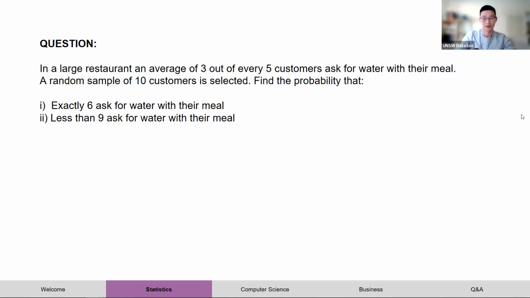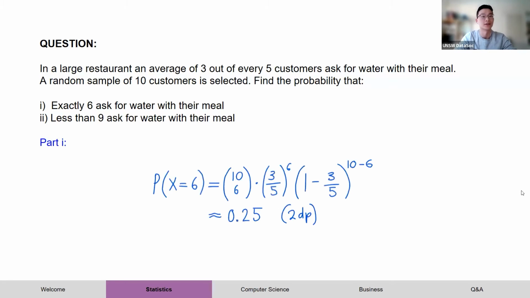So with this question, part 1 is fairly intuitive in that all you need to do is take the PMF, the probability mass function, and substitute in your parameters. So 10 is your number of trials, and 3/5 is your probability of success. And as such, the probability of observing 6 people asking for water is just 0.25.